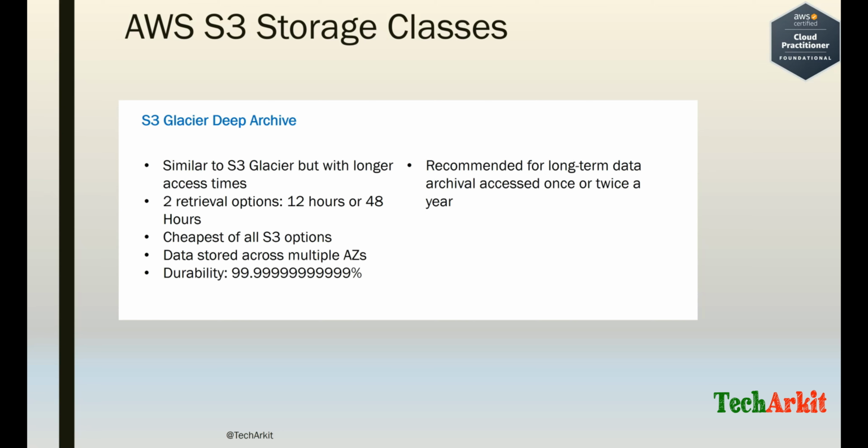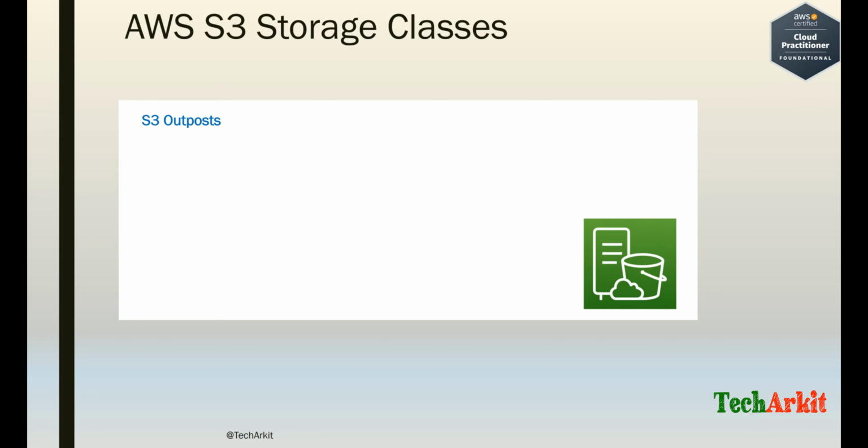Recommended for long-term data archival, accessed once or twice a year. For example, if you want to access the data once in a while, that is the recommended method for Glacier Deep Archive. It is used for retaining data for regulatory, compliance and requirements. Maybe you have some legal hold data you want to keep for the long term, then this is the best option to store the data, right?